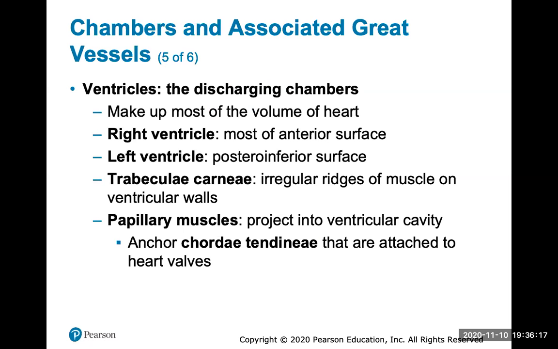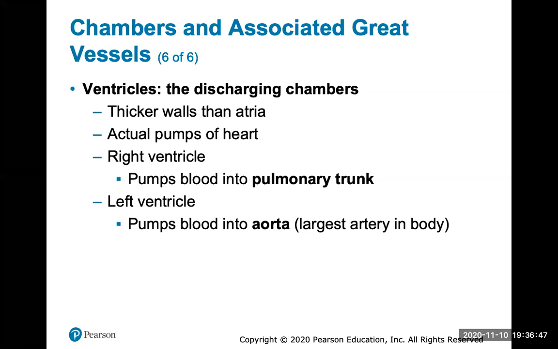They're on the inferior surface of the heart. They make up most of the volume of the heart. The right ventricle makes up most of the heart's anterior surface because the heart is kind of rotated on itself. And the left ventricle makes up the heart's posterior inferior surface. Trabeculae carneae are irregular ridges of muscle on the ventricular walls, and papillary muscles will project into the ventricular cavity, and they anchor the chordae tendineae that will be attached to heart valves.